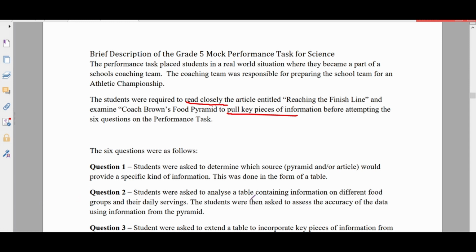Question 2, students were asked to analyze a table containing information on different food groups and their daily servings. The students were then asked to assess the accuracy of the data using information from the pyramid. So here is this word analyze. So one has to analyze, to look closely at what it is that you are asked to do, right? Let me see if I can put a nice circle on it. Yes, analyze, right? And assess. And assess what? Accuracy. How correct the data is in the pyramid.